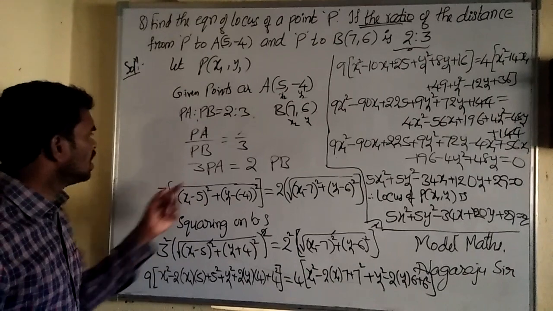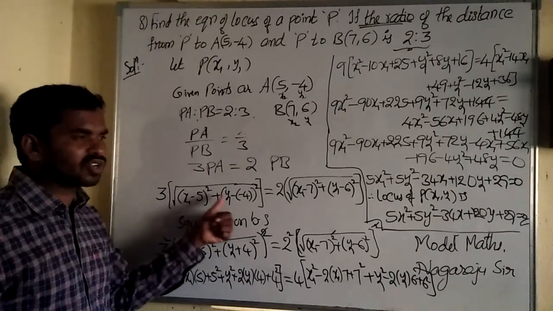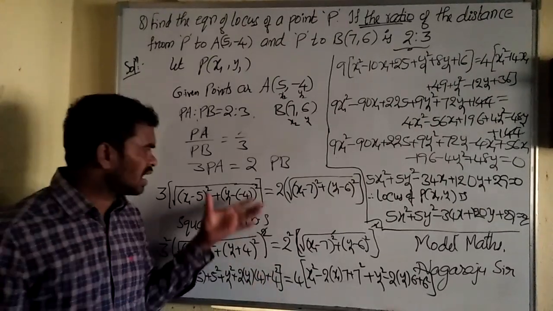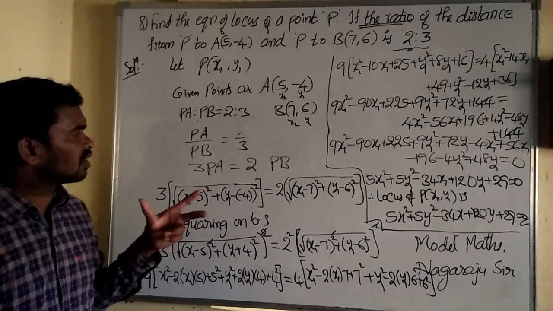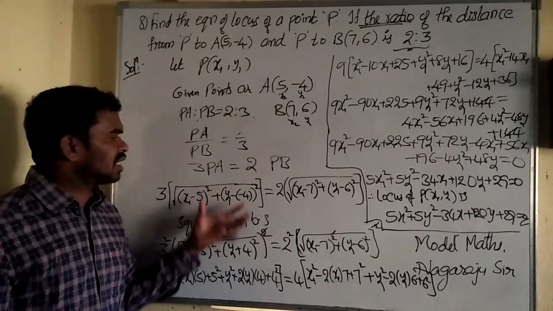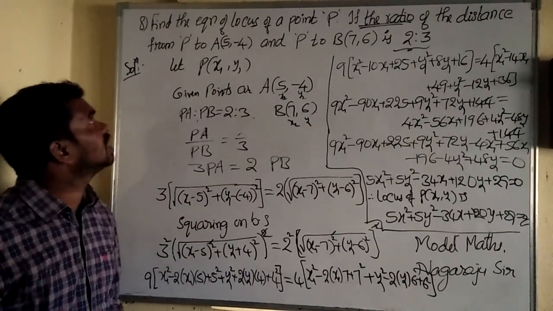PA means distance from P to A, that is root of (x1 minus 5) whole square, and so on. Here I wrote two direct steps because if you watched part 1, you can understand very easily. Even you, if you are clever, can write it directly.